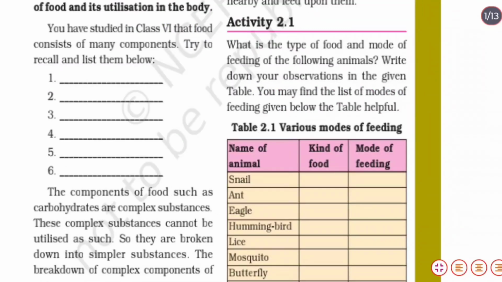Activity 2.1. What is the type of food and mode of feeding of the following animals? Write down your observation in the following table. You may find the list of modes of feeding given below the table helpful.